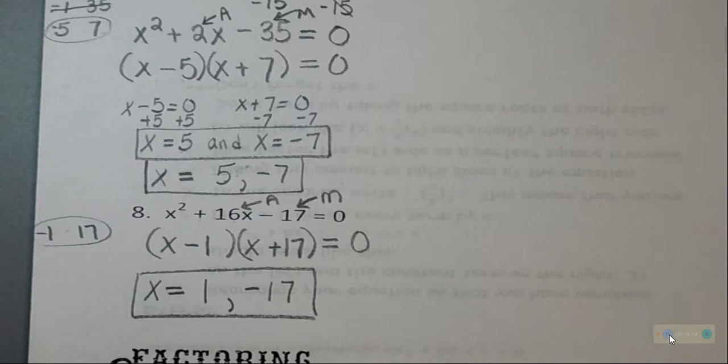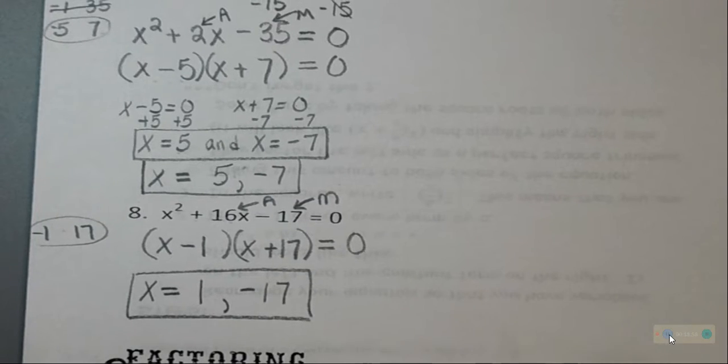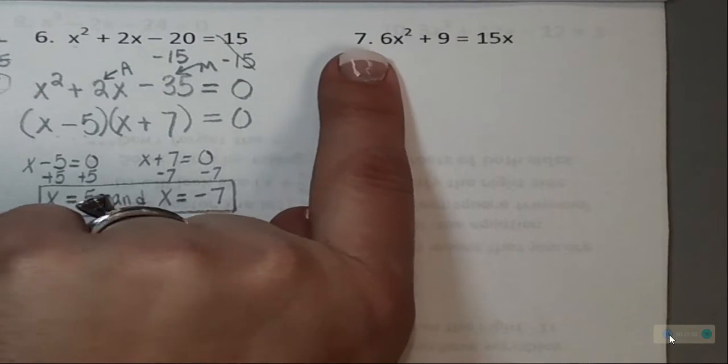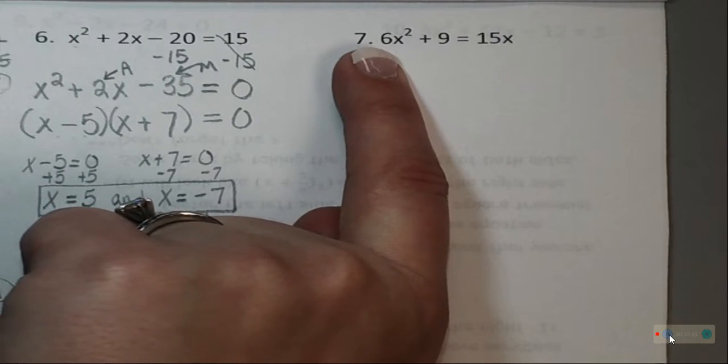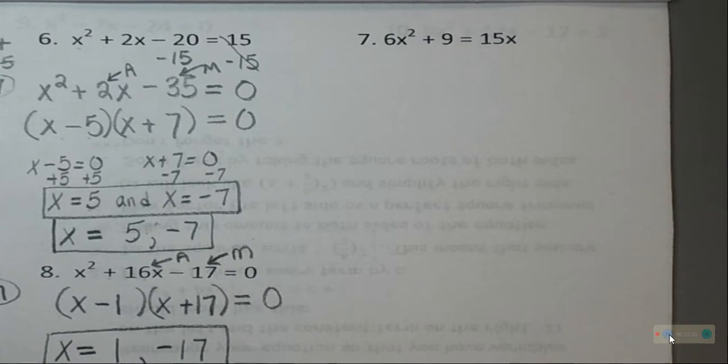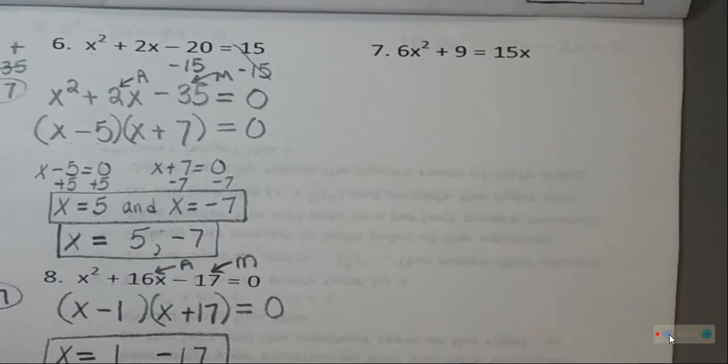Now, I saved number 7. Why do you think I saved number 7 to do last? It's a little harder, okay? For the first time, in number 7, I see a number in front of my x squared term, at least the first time today. So that means I got to watch out. There might be a GCF or it might be slide and divide, it might be both.